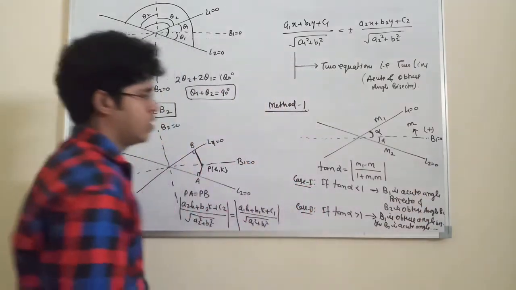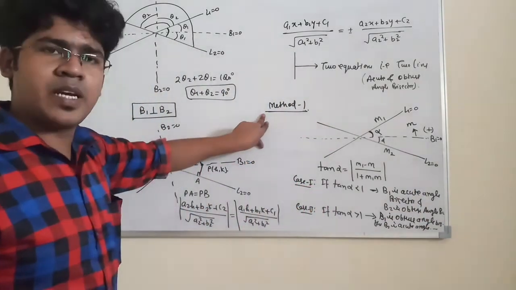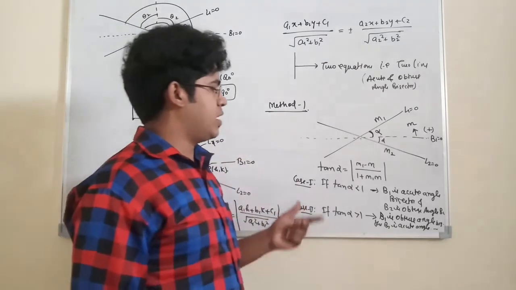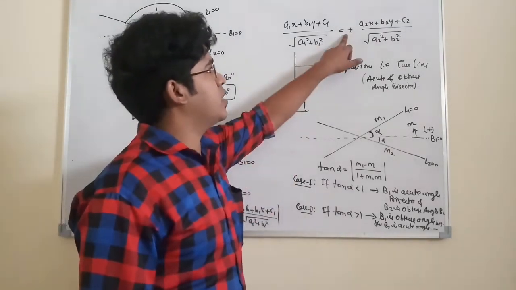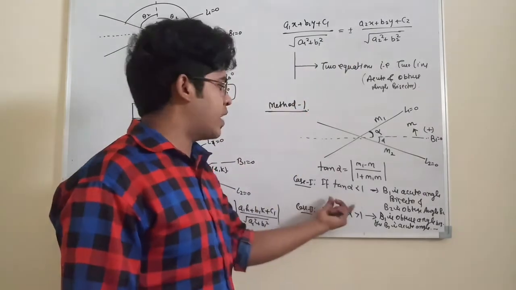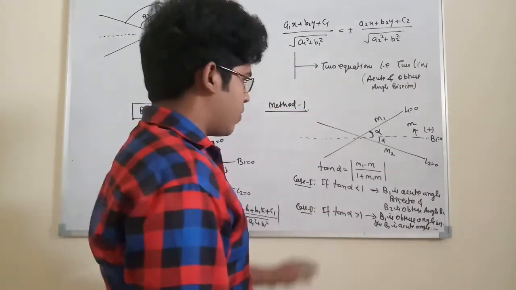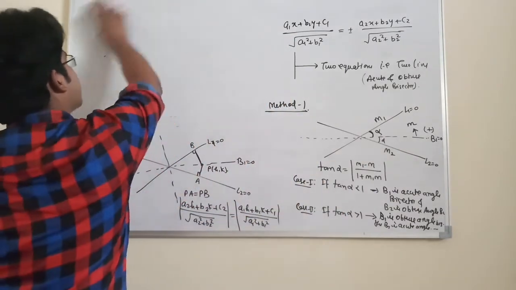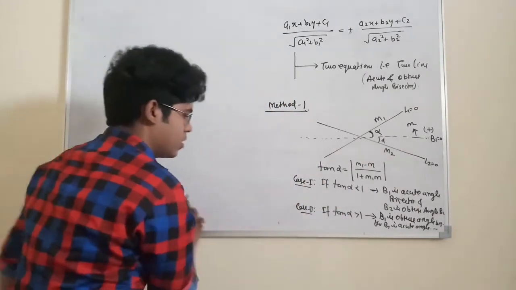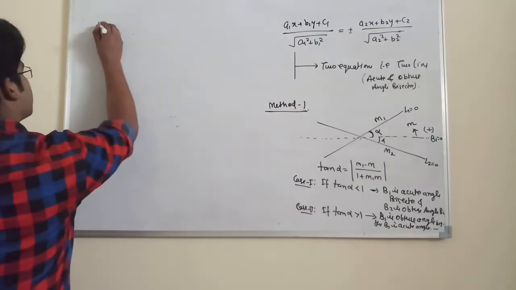Right. So this is the first method by which we can fix which sign will be represented. Actually it is not that I am taking the sign; we are using the sign as well as the tan alpha method. So from here we can categorize which one is the acute angle bisector and which one is the obtuse angle bisector. Now we have method number 2.